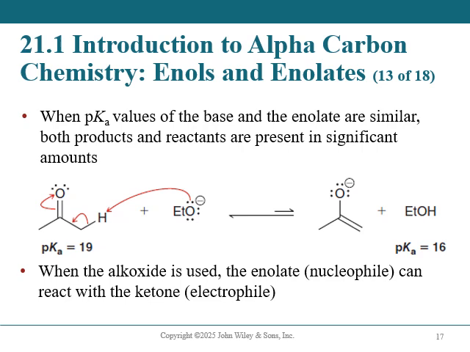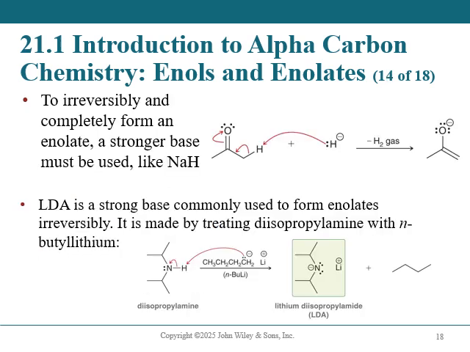When the alkoxide is used, the enolate can react with the ketone. Now, to irreversibly and completely form an enolate, a stronger base must be used, like sodium hydride, for example, where you have that hydride come in and actually generate hydrogen as a product. That's how you get that enolate to form in an irreversible fashion.